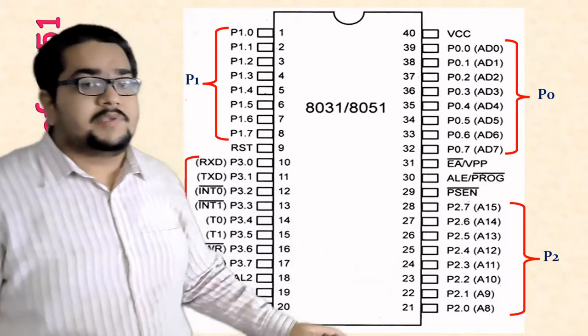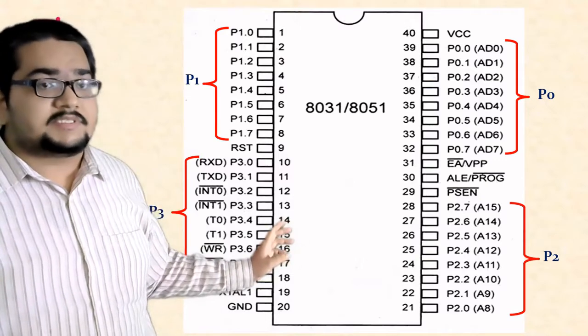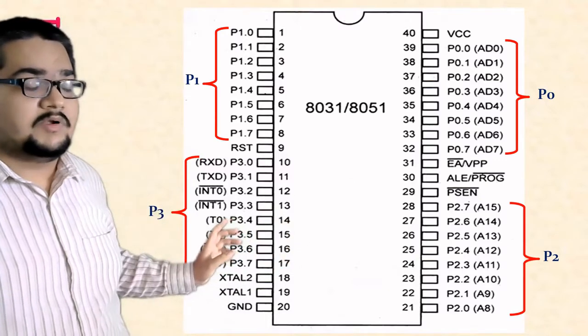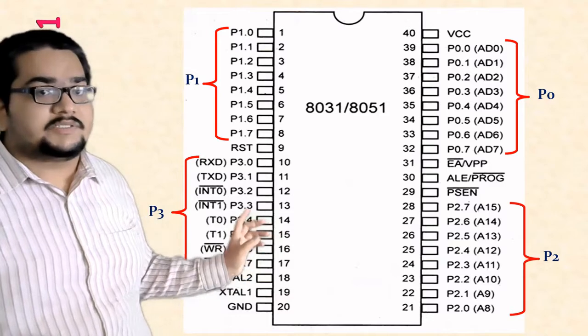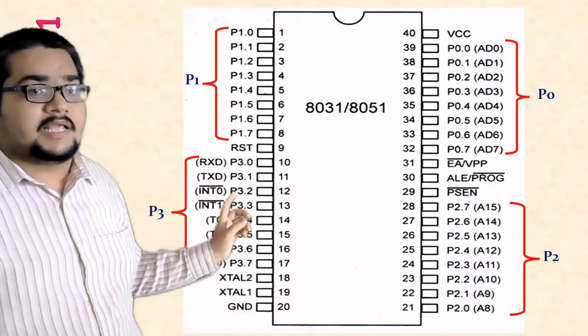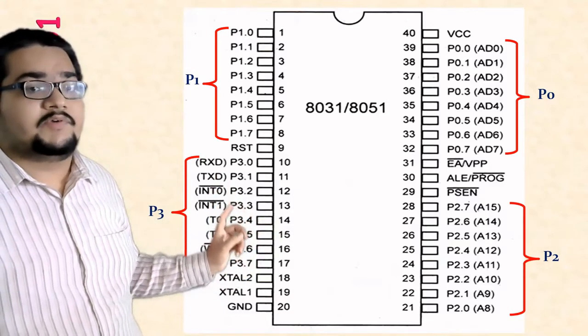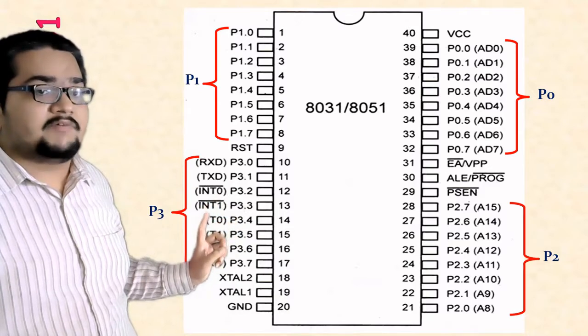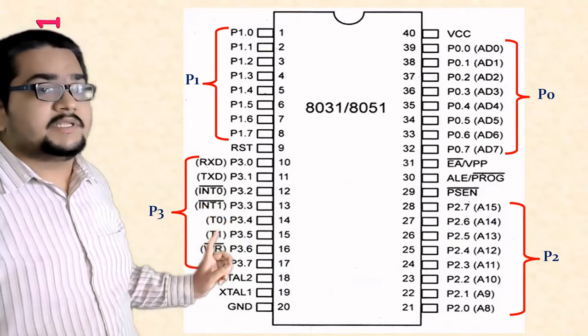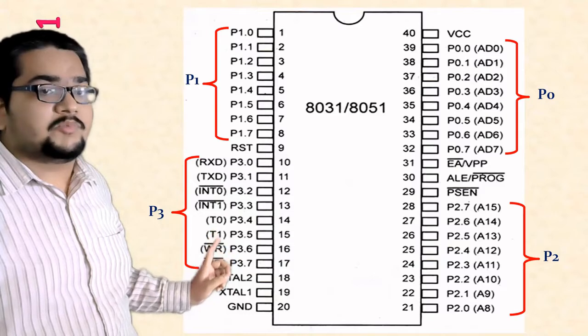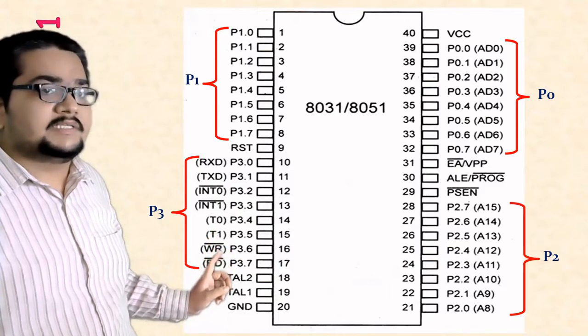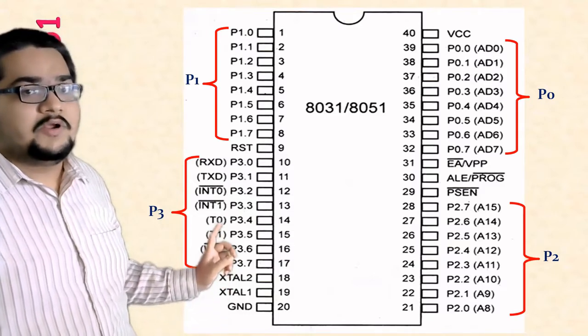Apart from that, they work as the higher byte of the address bus, that is lines A8 to A15. Okay, and about port 3 we have already seen once that it has very important functionalities assigned to it. Serial communication lines are available on port 3 itself. External interrupt lines are available on port 3. Timer 0 and timer 1 inputs are available on port 3. And memory control, that is read and write signals, are also available on port 3.